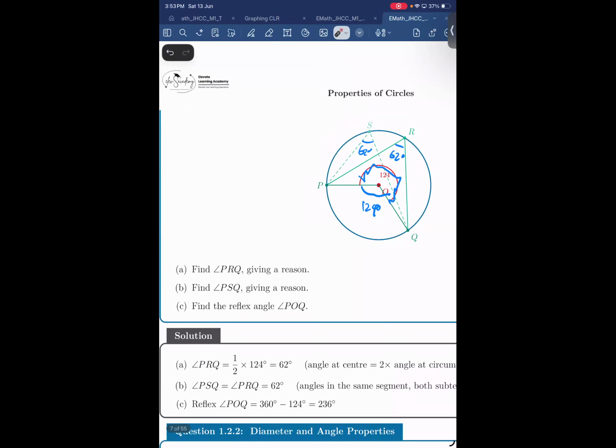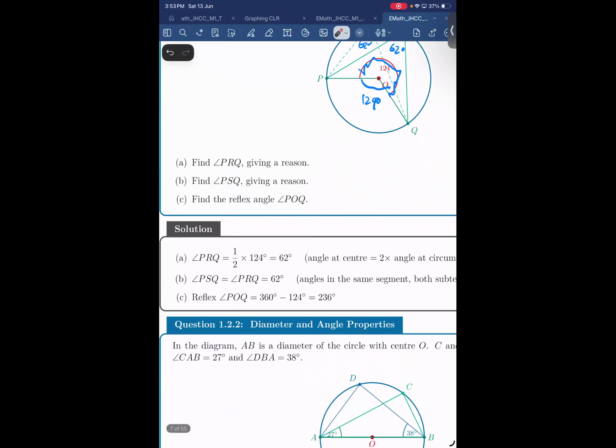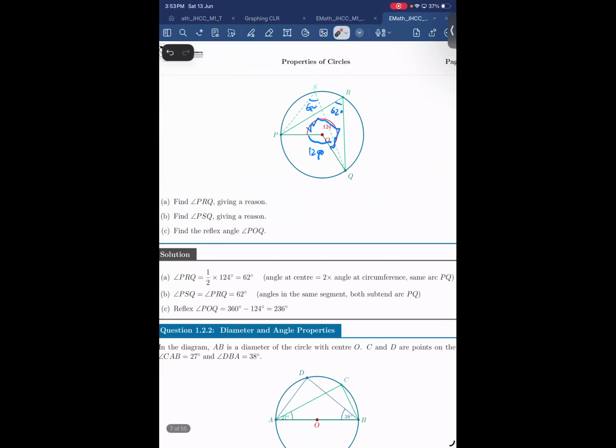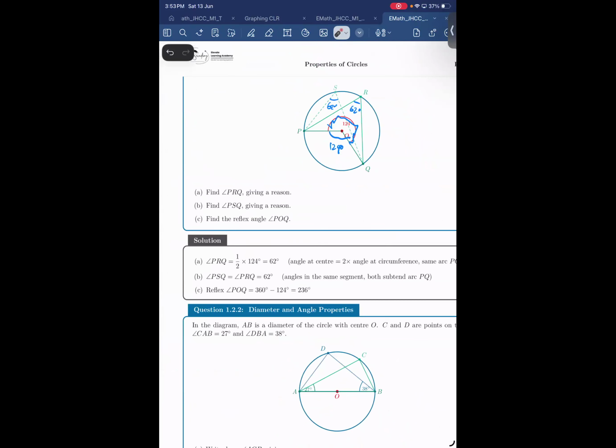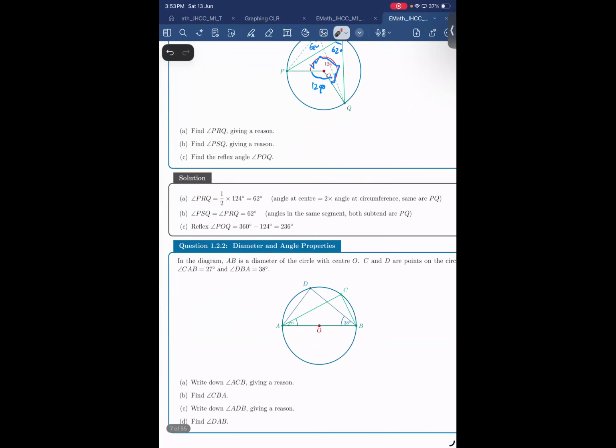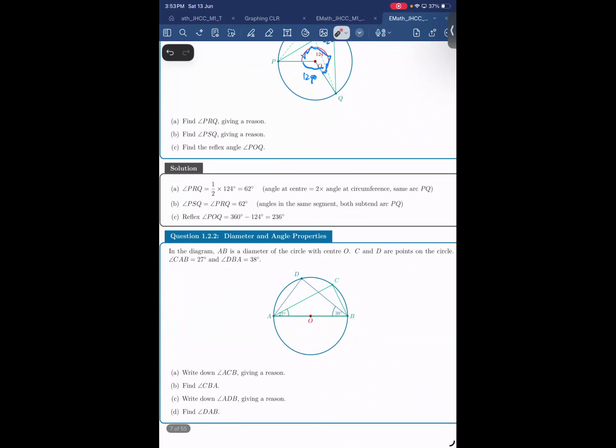This one I think is a pretty simple example. You can quite easily see which property to use. Sometimes the property is not very easy to see, but this one is pretty easy.